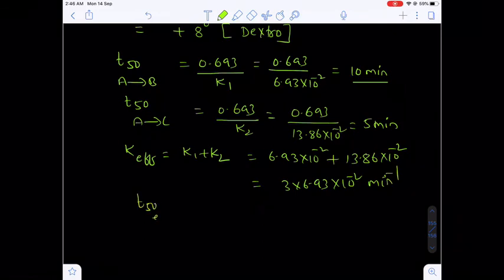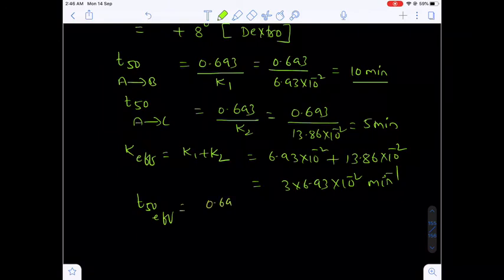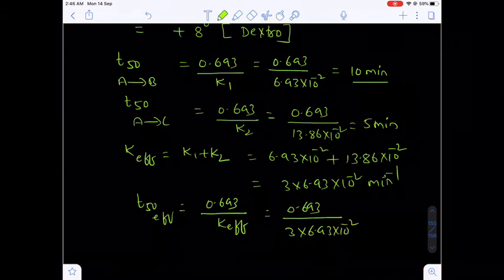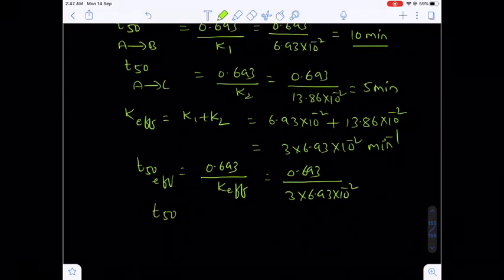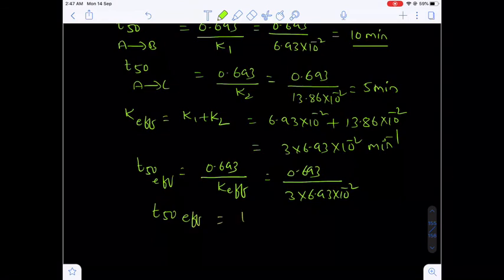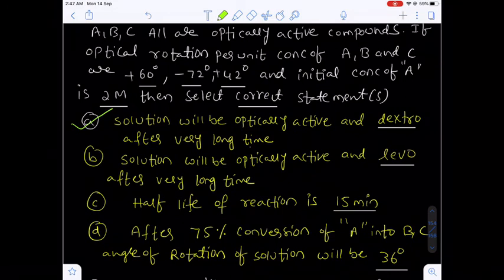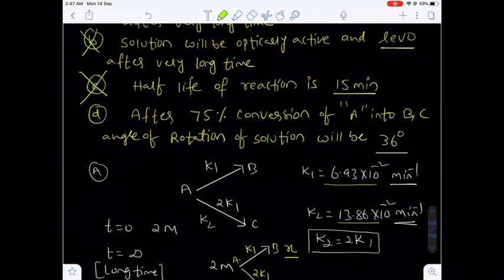Now what will be the T effective overall? T effective will be 0.693 by K effective. What is the K effective here? 3 into 6.93 into 10 raised to minus 2. So what will be the t50 of the overall reaction? That will be 10 by 3 minutes. Now option B is incorrect, because in option B it is levo, but our answer is dextro. Now what is the half life? We got 10 by 3, but in the question it is 15 minutes. So this is also incorrect.